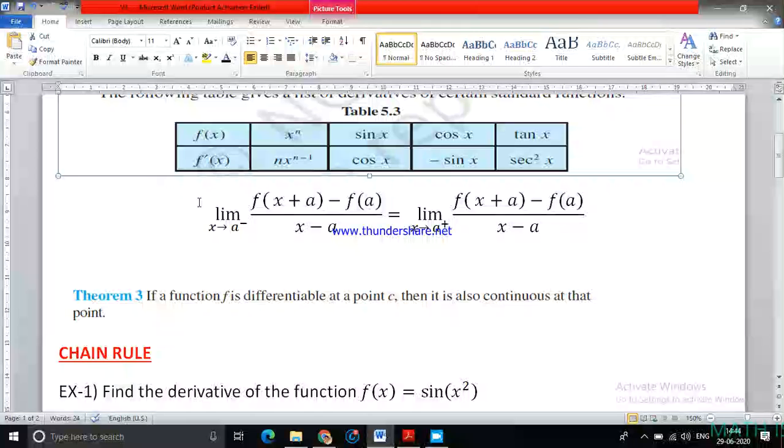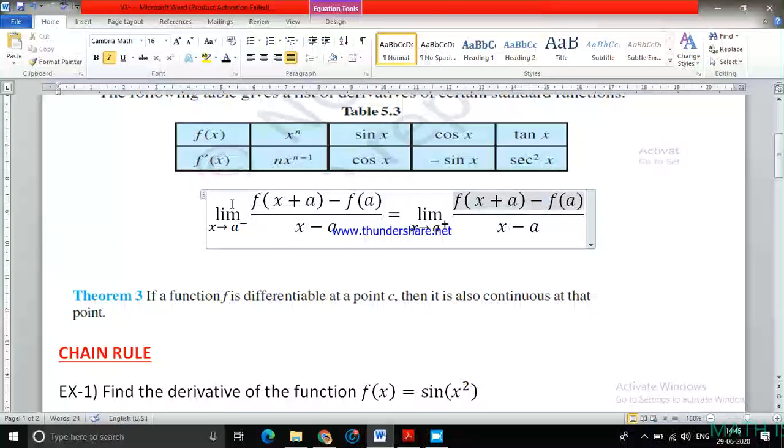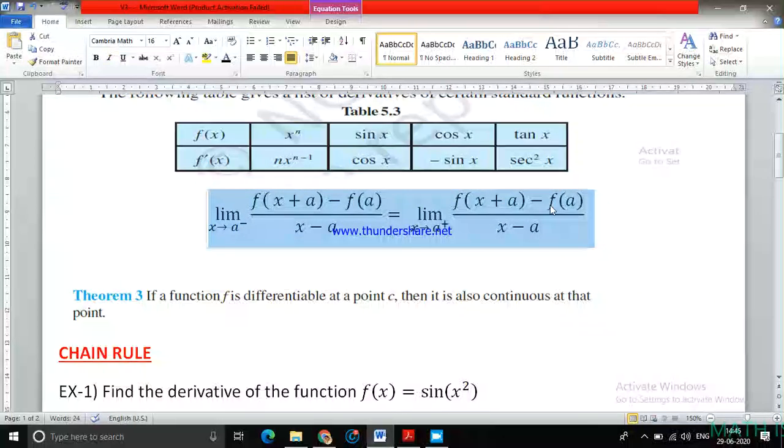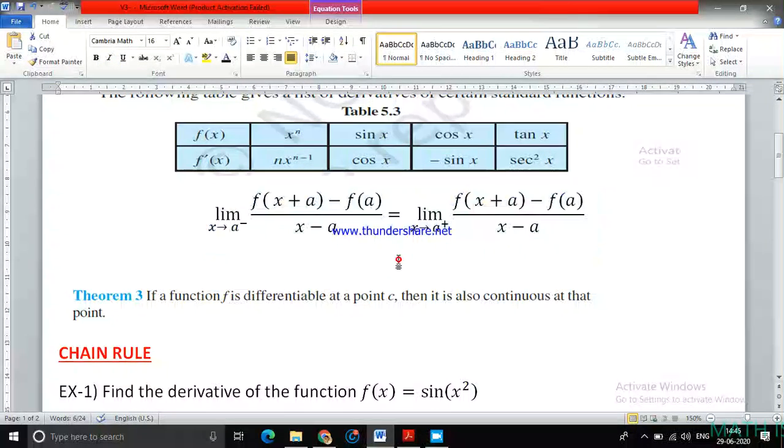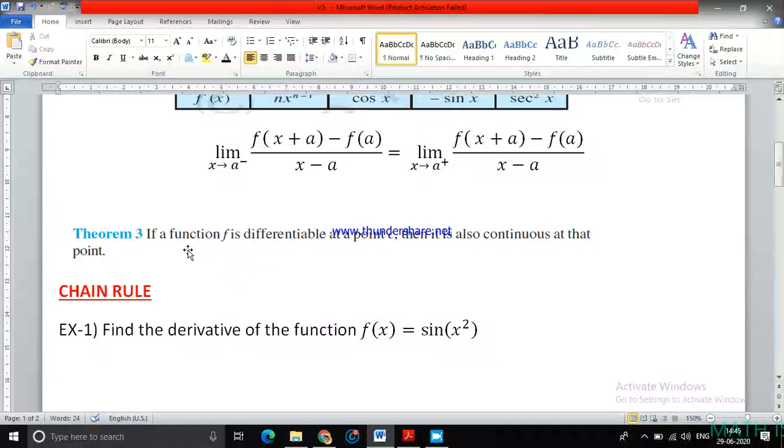Then we discussed the left limit and right limit to prove whether any function is differentiable or not. Limit x tends to a minus means this is the left limit, f of x minus f of a upon x minus a, and it must be equal to the right limit. If these two are equal, then I used to say the function is differentiable. So we'll use it accordingly whenever it is required.